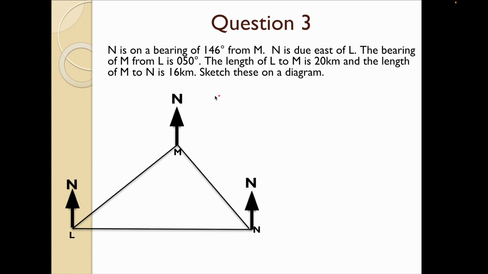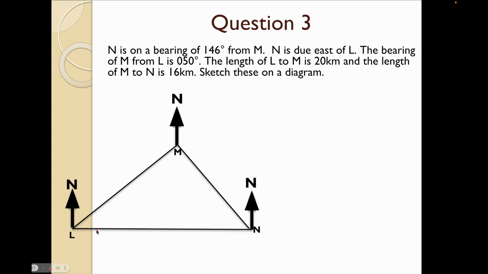Let's pull out a compass, right? So on a compass, we have north, east, south, west. Okay? So what is the bearing from north to east? 90 degrees. So if N is due east of L, that is telling us that the full bearing here would be what? 90 degrees. So that's what that means there. Okay, so it says N is due east of L, so that means N is 90 degrees away from L.